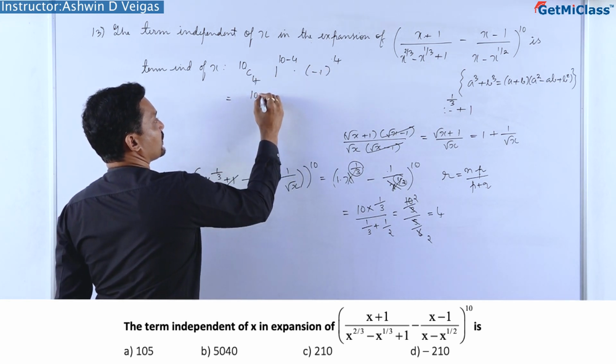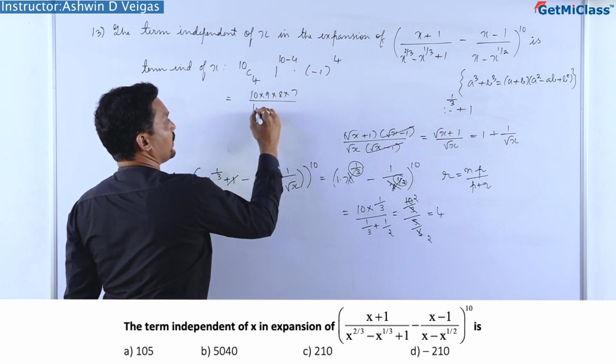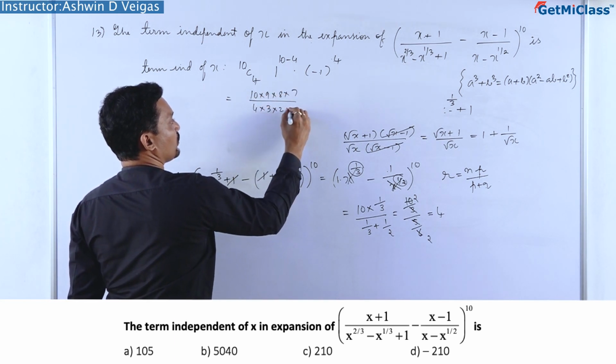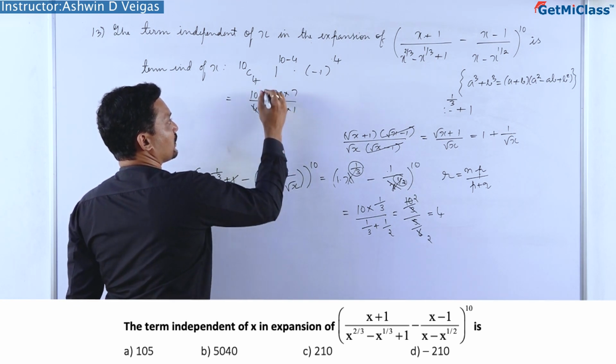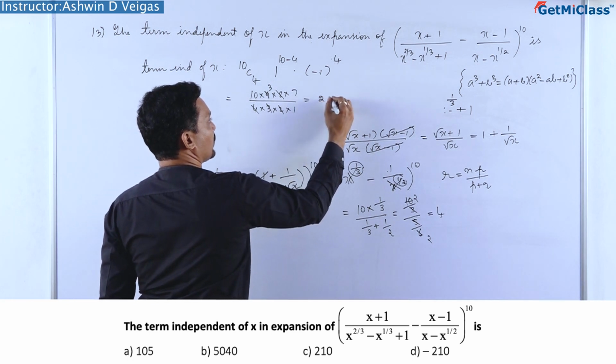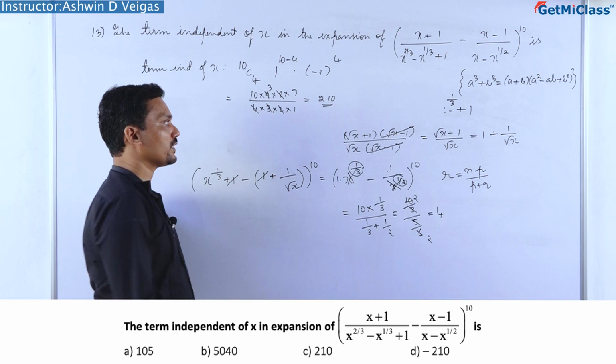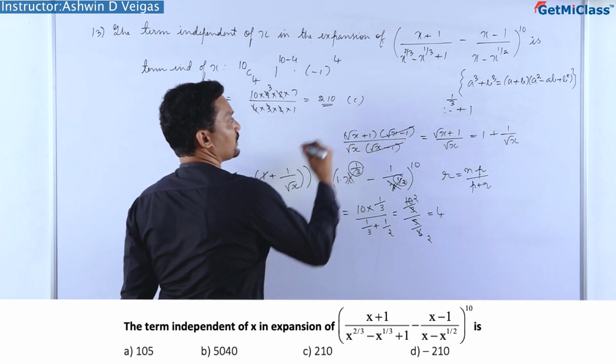10C4 is 10 into 9 into 8 into 7 divided by 4 into 3 into 2 into 1. So 4 into 2 cancels with 8, 3 goes with 3, 10 3s are 30, 30 7s are 210. So 210 is the term that is independent of x. So, option C is the answer.